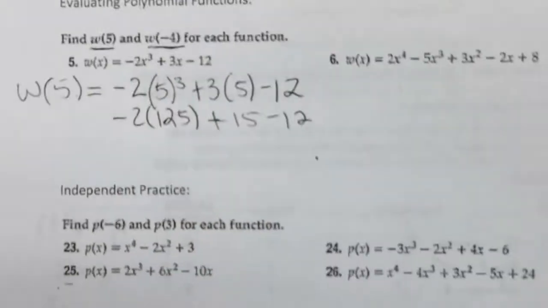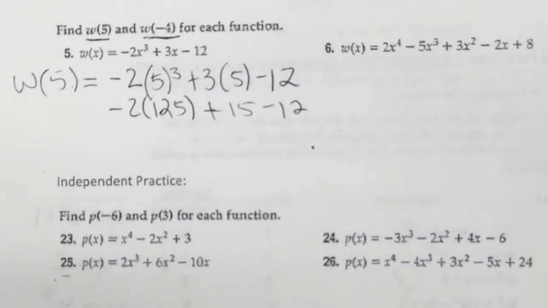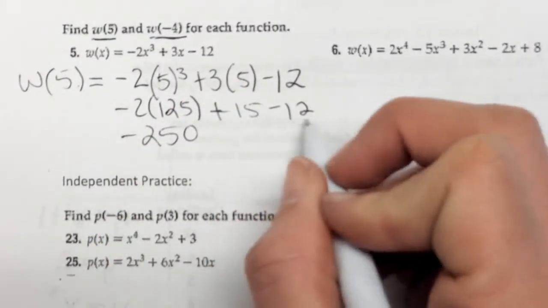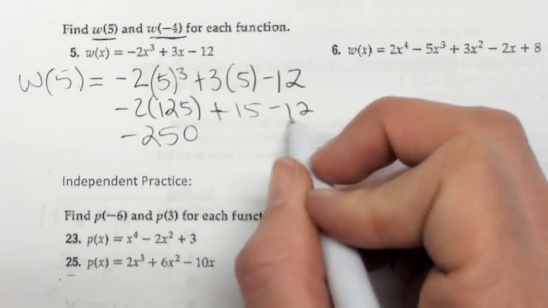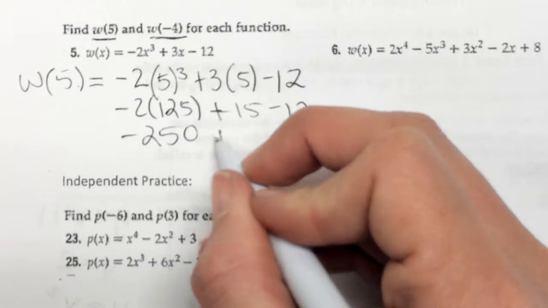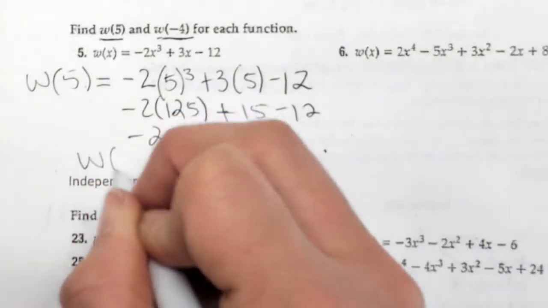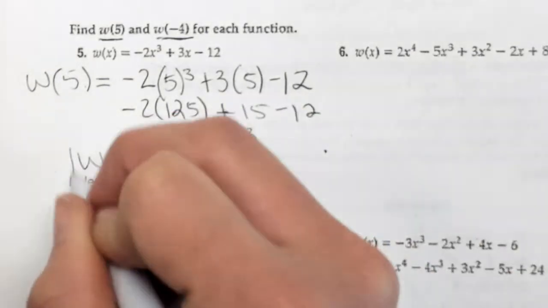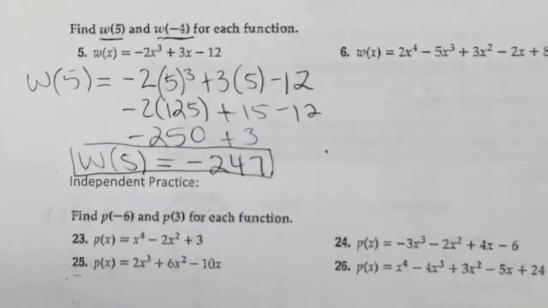Next we need to multiply. So what's -2 times 125? -250. And then we can do what right here? Subtract 3. Good. So w of 5 is what? Very good. That's all.